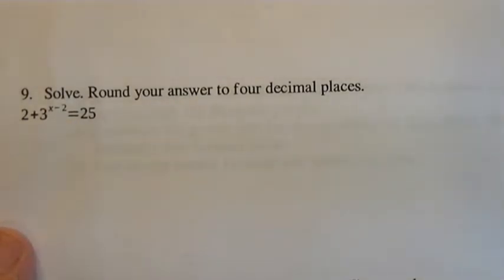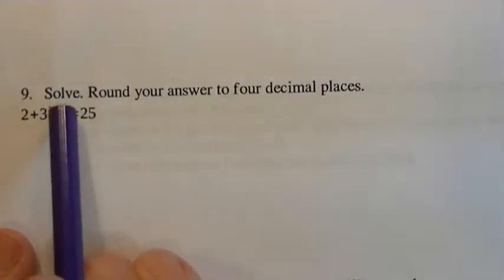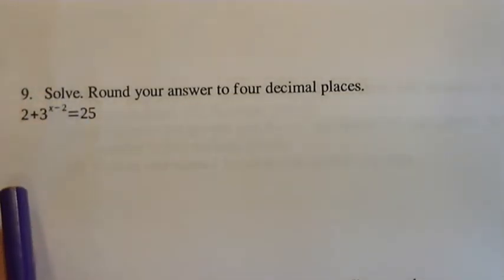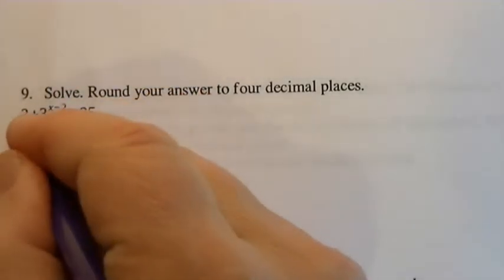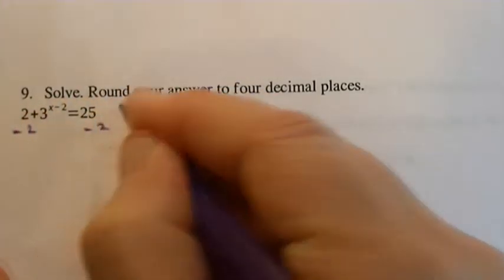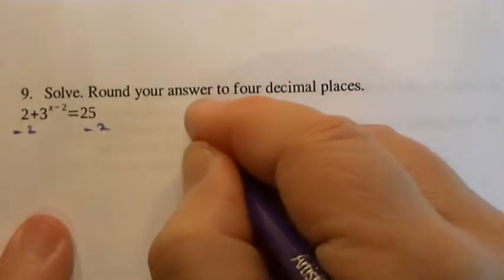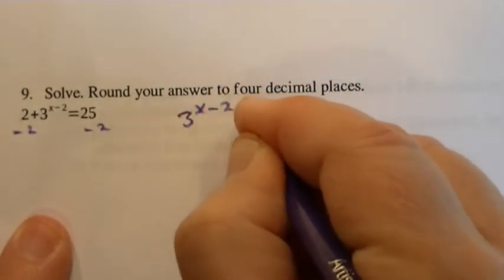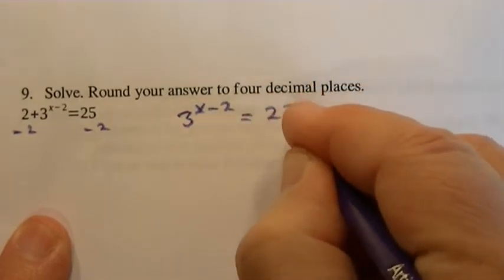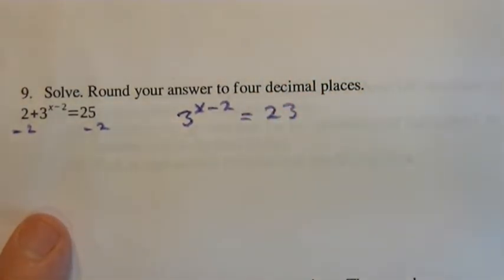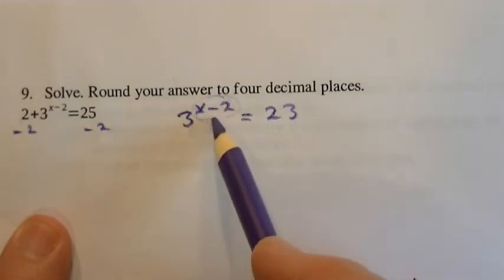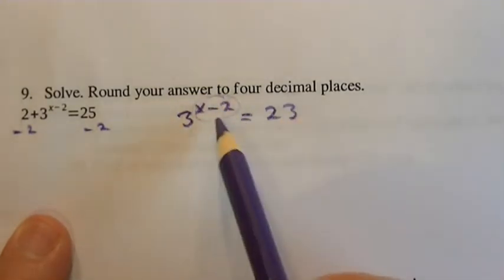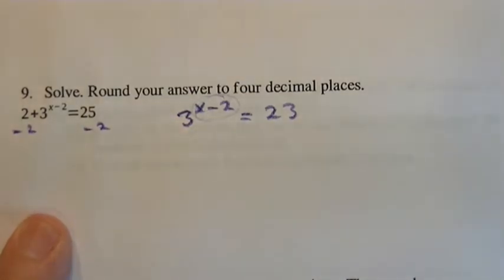We want to isolate this power function, this 3 to the x minus 2, by subtracting the 2 from both sides. So we're going to subtract 2. And over here I'm just going to write that 3 to the x minus 2 is 23. That's a good start. Always good to show all your work. Now we've got a power, and we just lump that as some exponent. If I can find out what should go here, then I can figure out what x can be, because it's just going to be 2 bigger than what should go there.